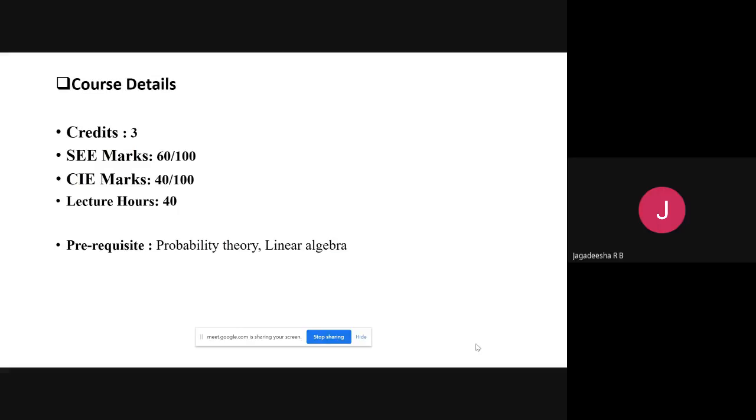This course is of 3 credits, and you see here the semester end exam has a 60% weightage and continuous evaluation has a 40% weightage. And we have a total of 40 lecture hours in this semester. The prerequisites for this course are mainly probability theory and a little knowledge about linear algebra.